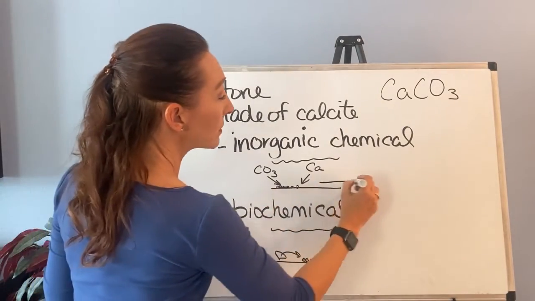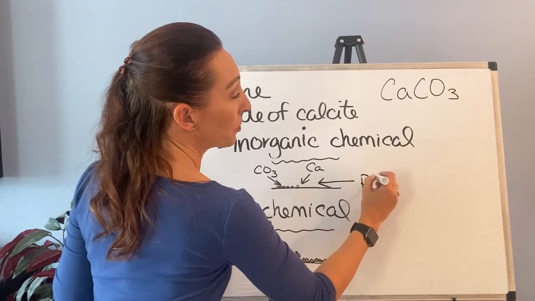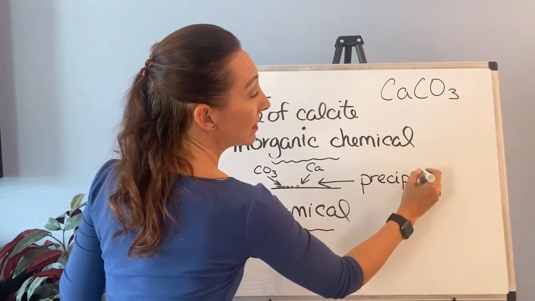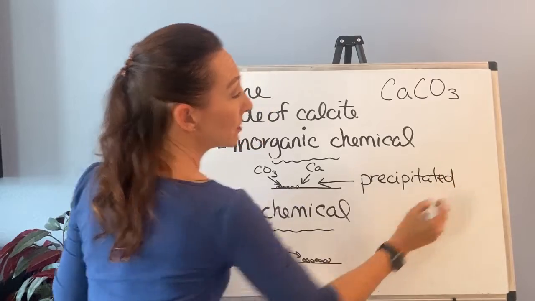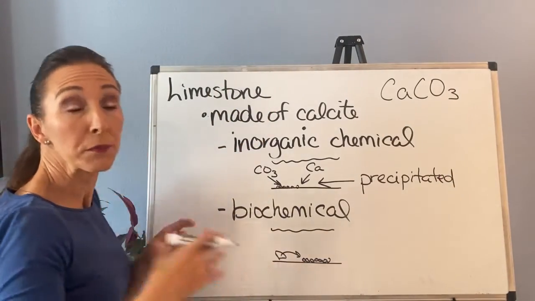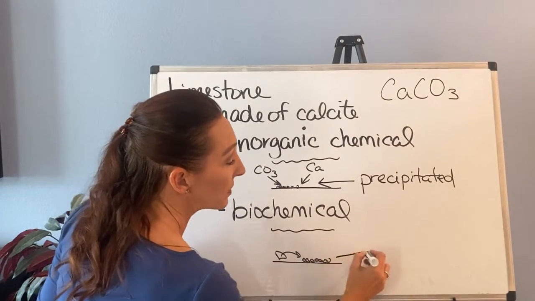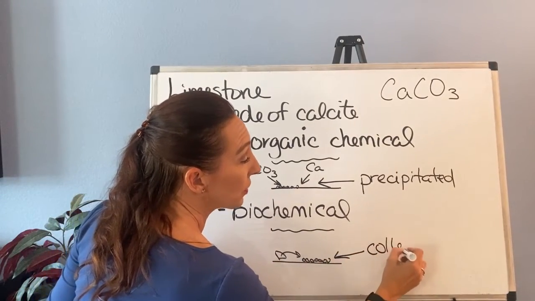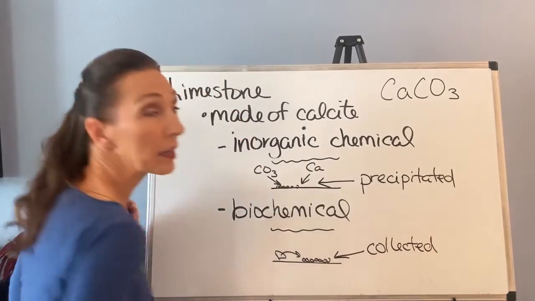So in the top example, this limestone is what we call precipitated. Right, so precipitated from solution. And then in the bottom example, for these biological processes, this is actually collected. So that shell material, or whatever it might be, is collected.